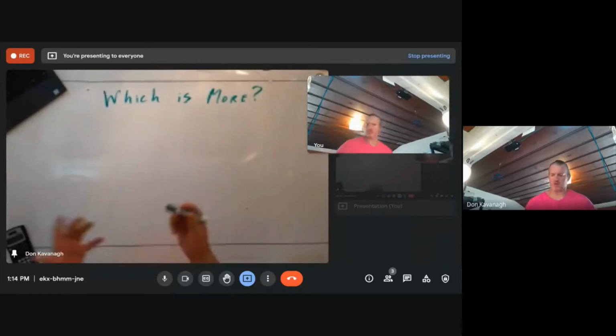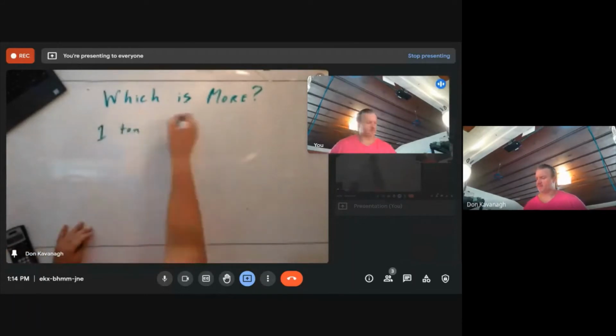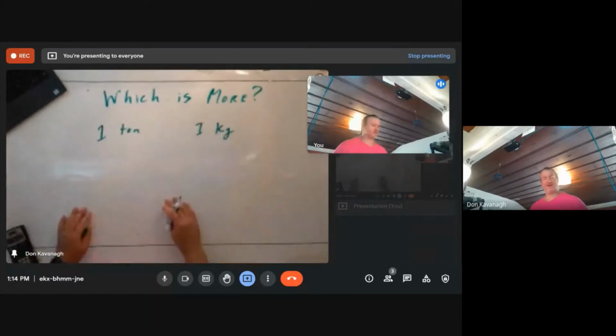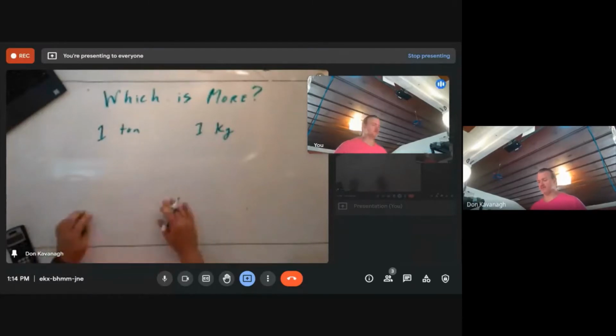Consider this problem right here. Which weighs more, 1 ton or 1 kilogram? If I had a ton of bricks or 1 kilogram of bricks, which one would be easier to load into the back of a truck? We're familiar with these terms of masses, so the answer is really obvious and simple.